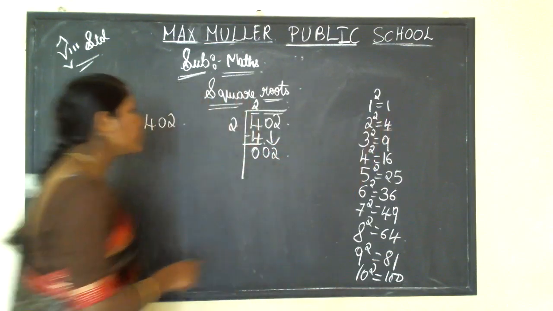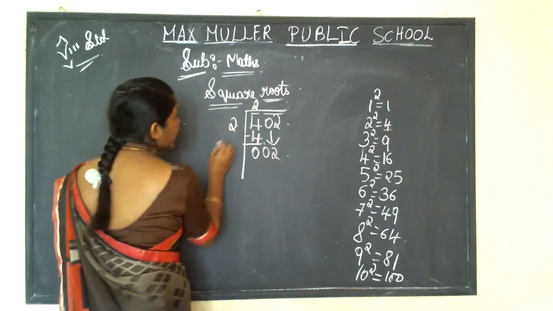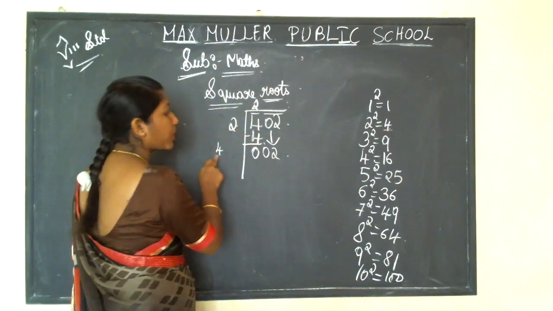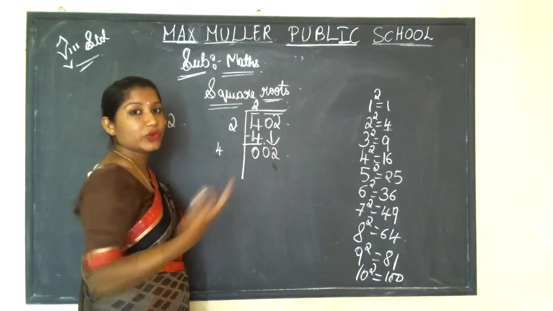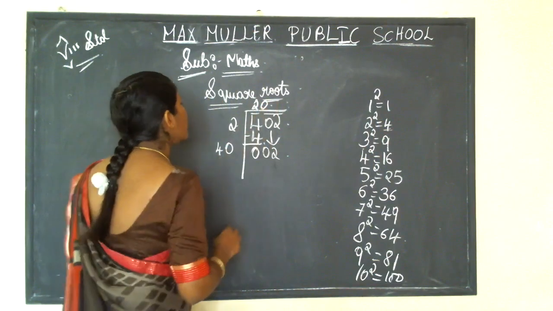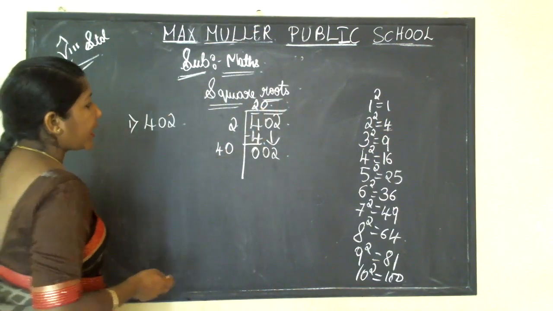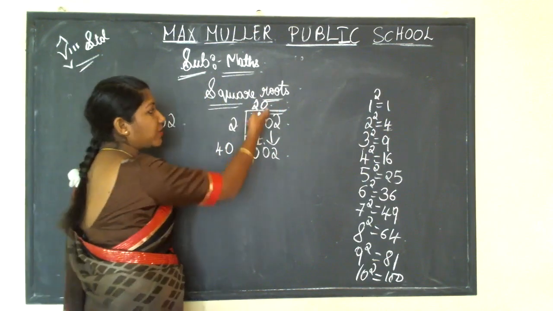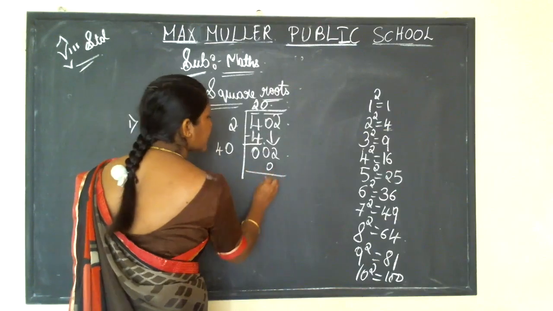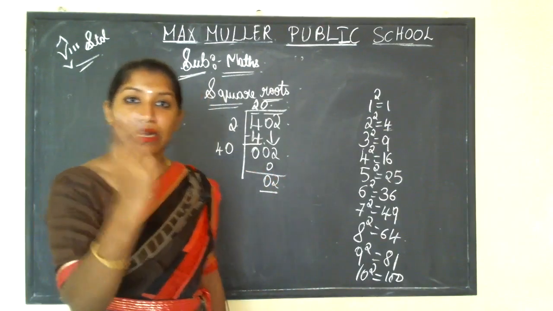So what do you have to do here? If you double this number, you will get 4. So only 2 you cannot do. So with 0 0, how much do you get? You can't do. 40 into 0, you get 0. So the number becomes the same, 0 2. You will get the remainder as 2.